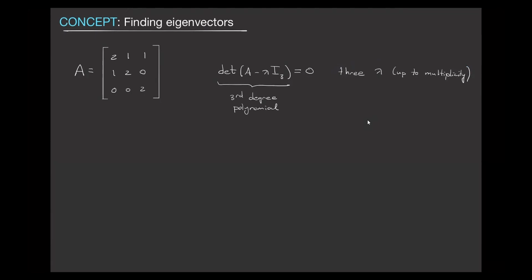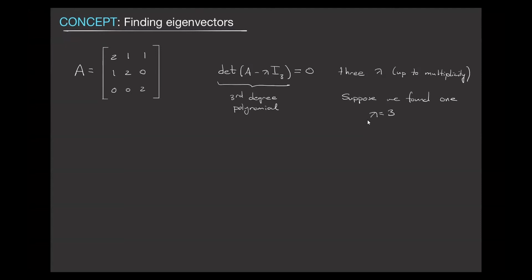You could have a complex pair and a real root, and so on and so forth. You could have some combination of repeated real roots, but you're going to have 3 up to multiplicity, and some of them could be complex. Let's say we know that one of them we found, and what we found is that lambda is equal to, let's say, 3.